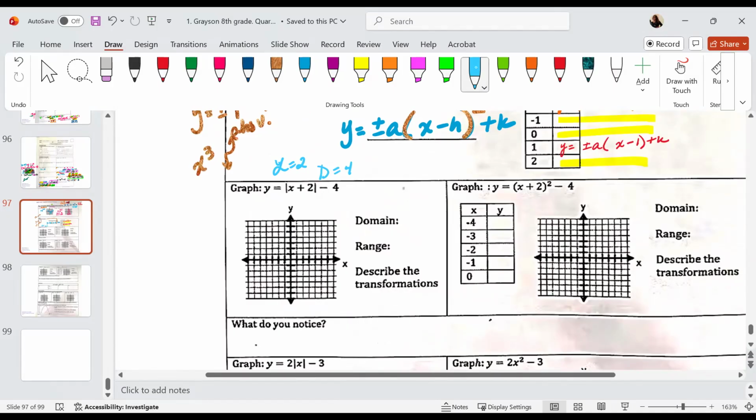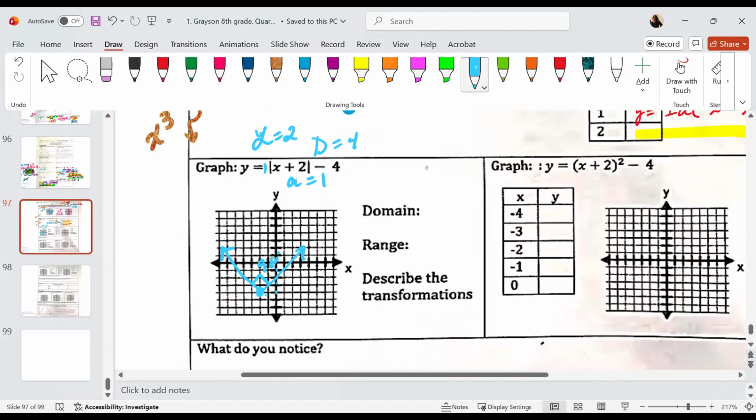Left 2. Do you see that? So go down 4: 1, 2, 3, 4, left 1, 2, and it's going to be a normal size at a 90-degree angle because a is equal to 1. Do you see how there's a 1 in front of that right there?